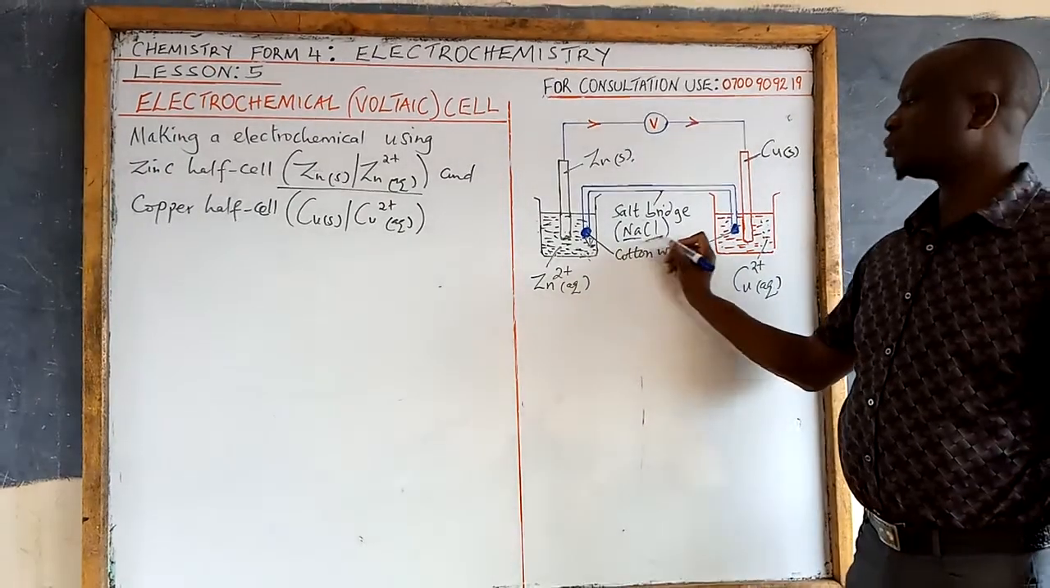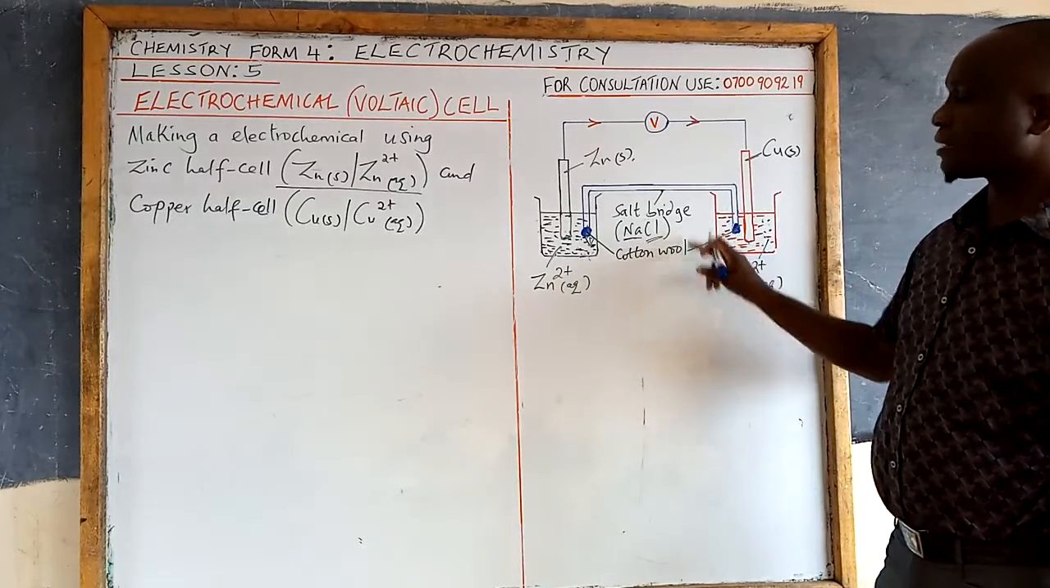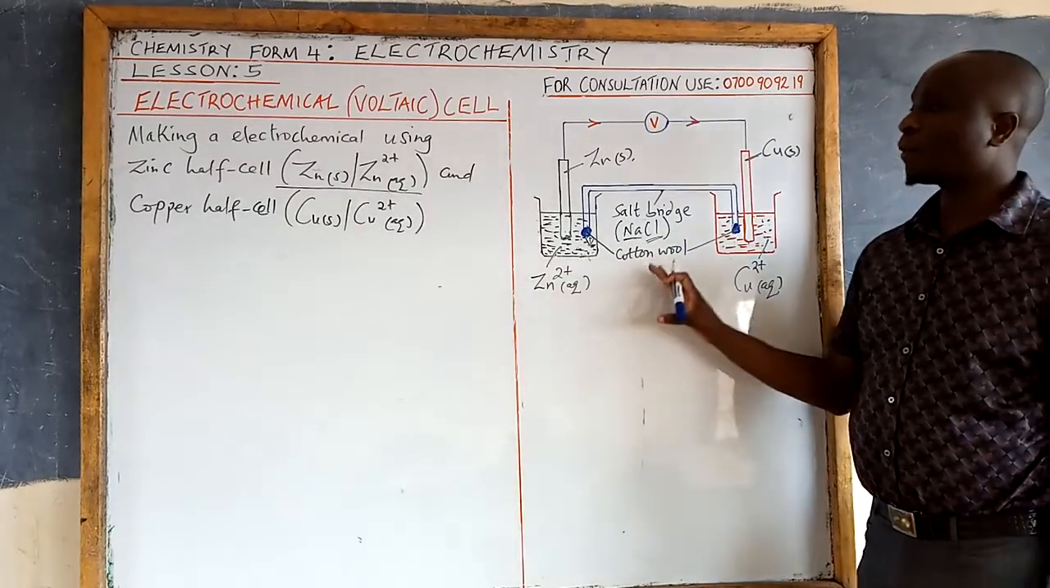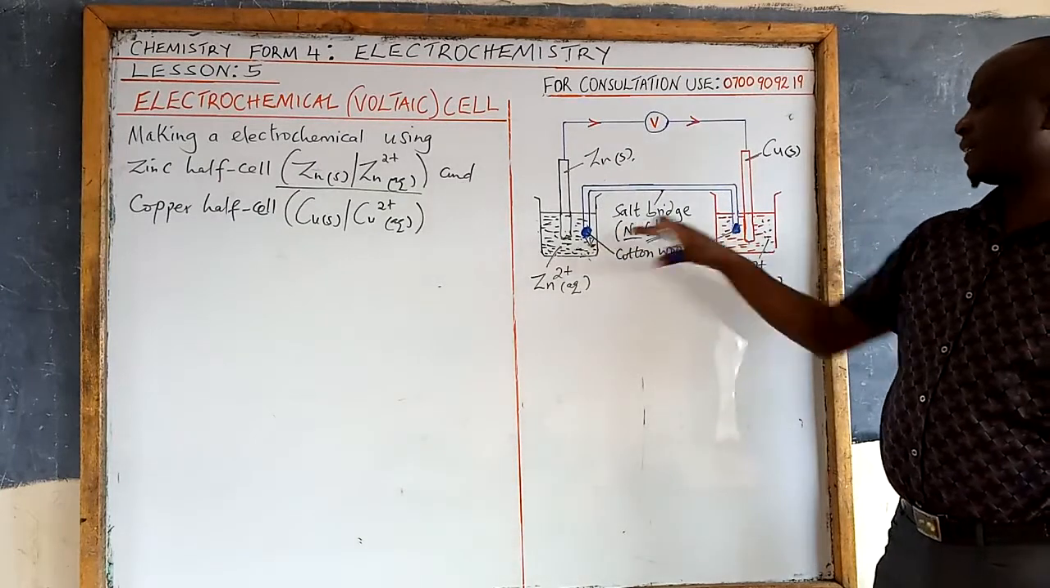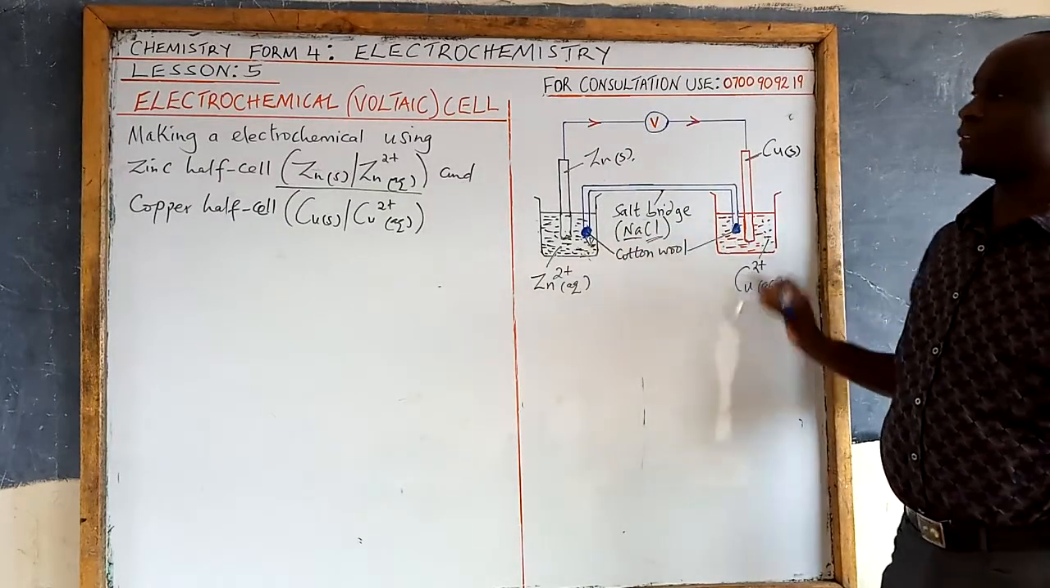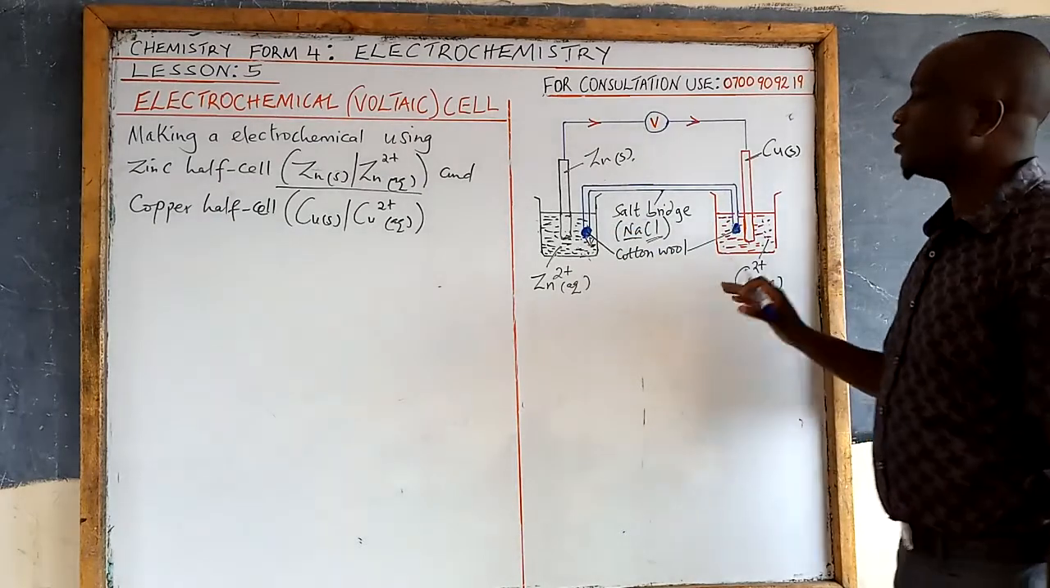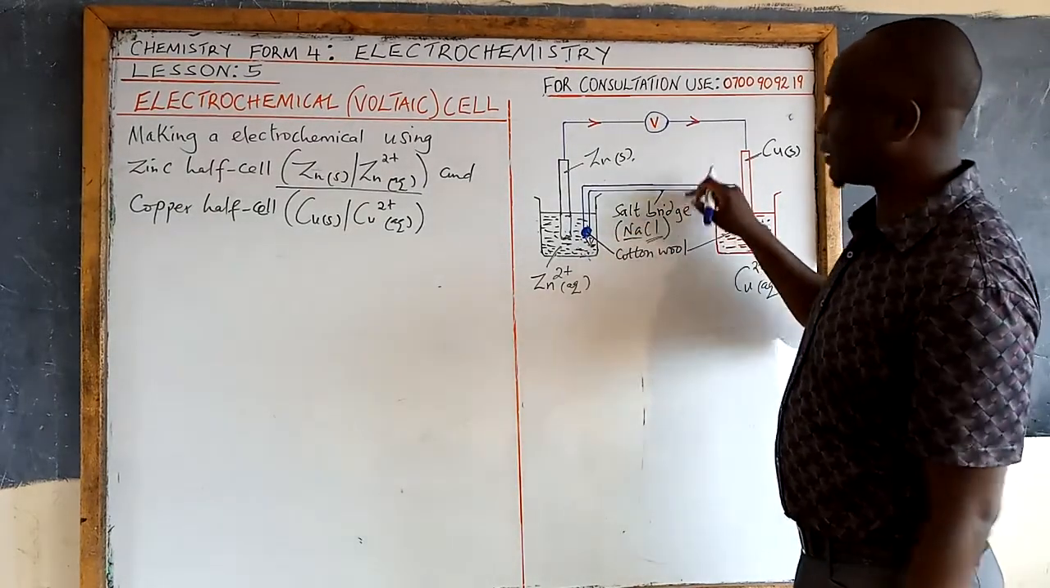And usually here, to be on the safer side, you can always use a nitrate because all nitrates are soluble. So you are very sure that your salt in the salt bridge will not precipitate your ions in either of the half cells. So once we have that set up, this is now the salt bridge.